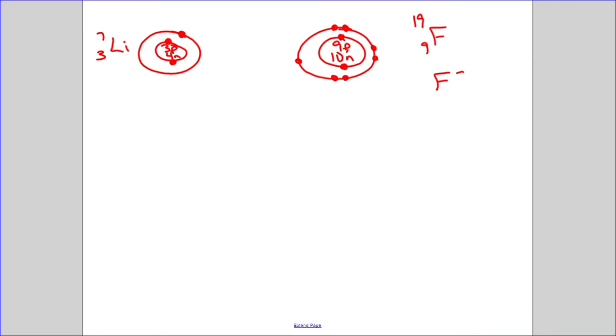So the electron from lithium would jump over and balance the fluorine, and now lithium's balanced because it has a full shell with the 2 on the first one. Fluorine's balanced because it has a full outer shell. And so, just showing that point, getting rid of this around the outside.